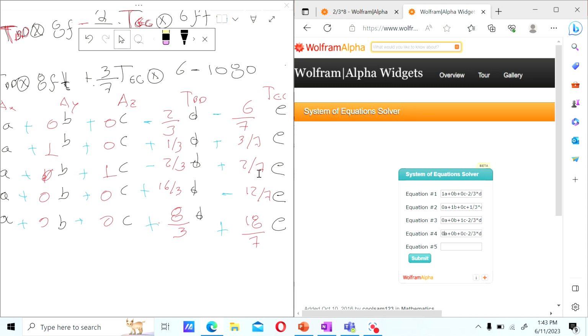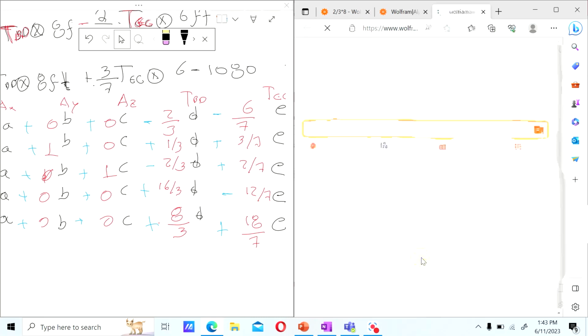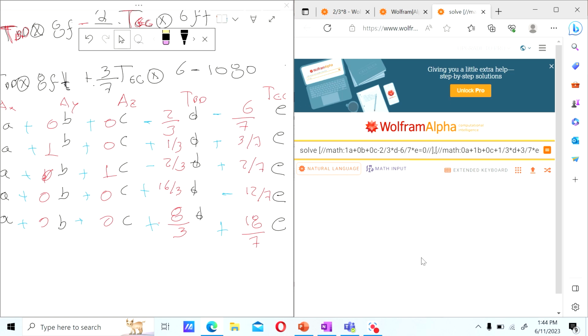This is equation number 4. It should be 0 A, 0 B, and 0 C. Then we have 16 over 3 and negative 12 over 7, equals 0. And then we have equation 5, where we do 0A, 0B, 0C plus 8 divided by 3 plus 18 divided by 7. And let's see if that lets us compute.